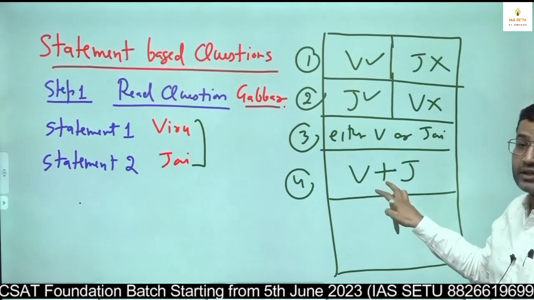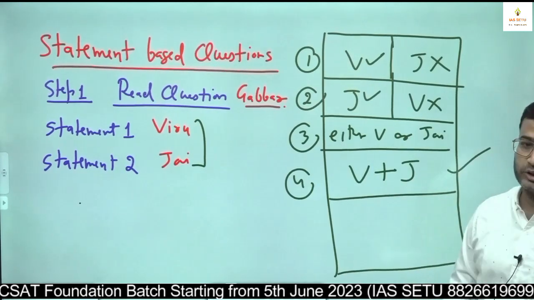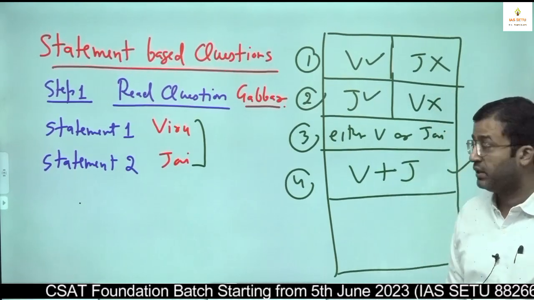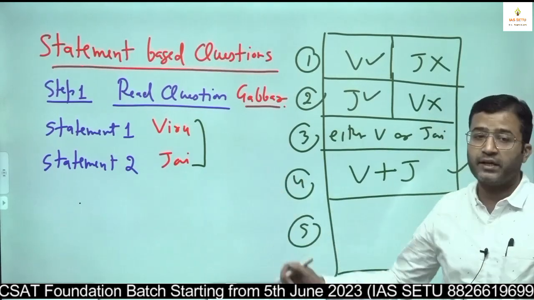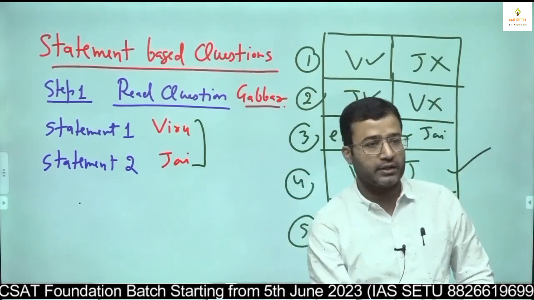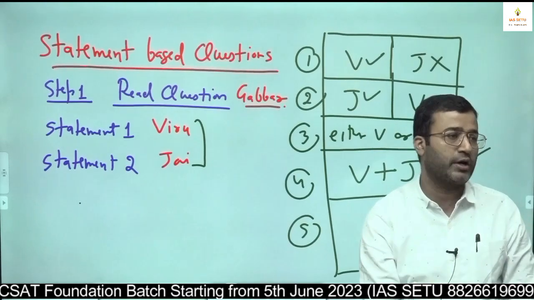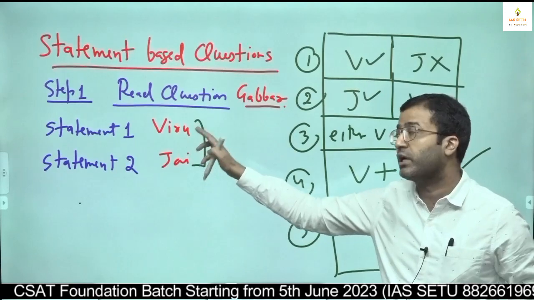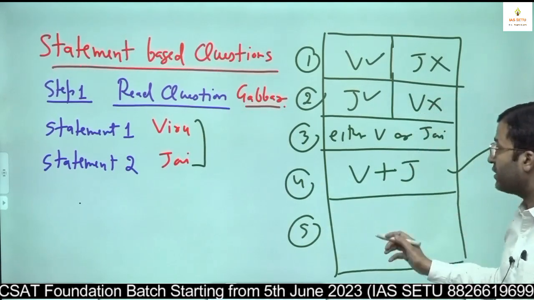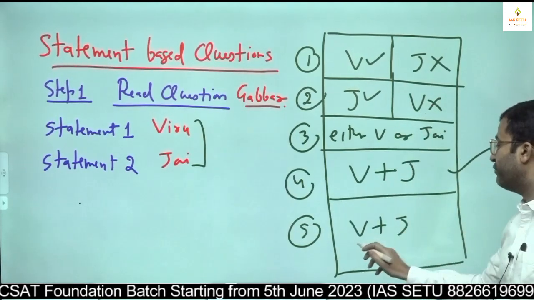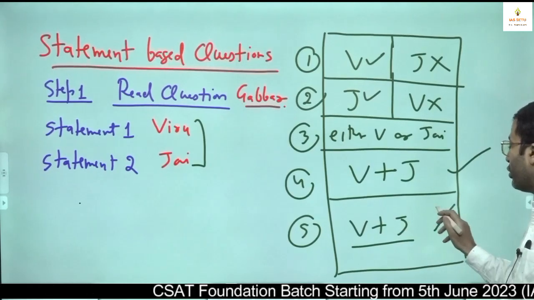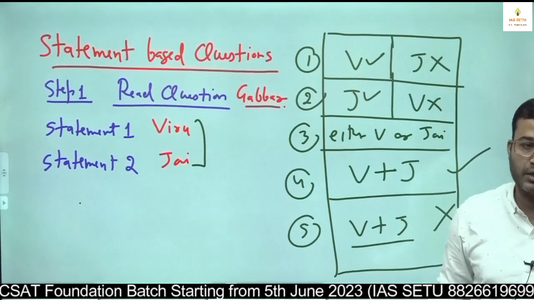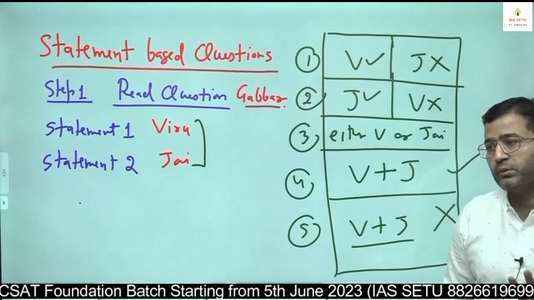So here the fourth possibility is Viru plus Jay, means statement 1 plus statement 2 together. If together they are able to defeat, then this possibility. Then there is one more possibility. We sent both statements together, Viru and Jay both together, but still they are not able to defeat the question. Still both statements together are not able to handle the question. Then the fifth answer option is when Viru and Jay together are not able to defeat the question, or not able to defeat the Gabbar. पांच ही possibilities बनेंगी.